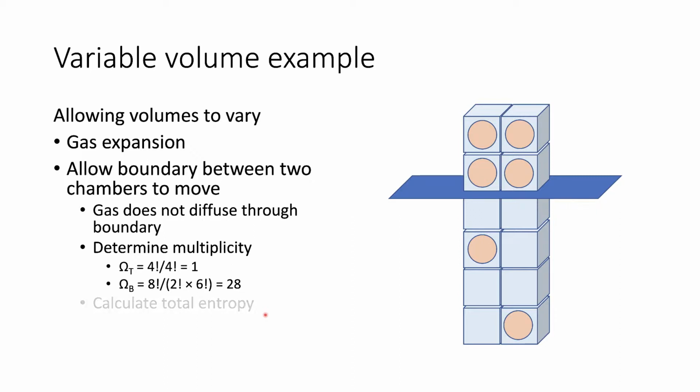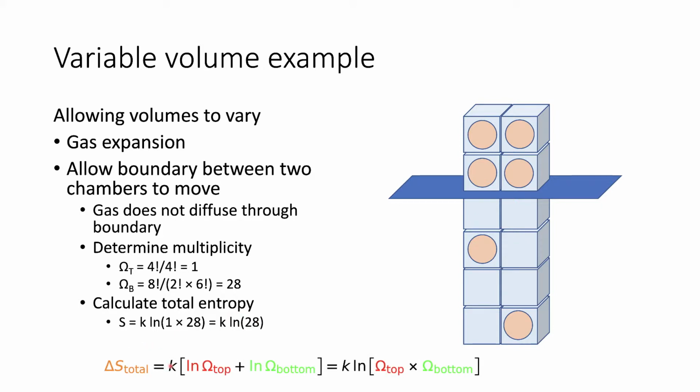Now we want to calculate the total entropy. Remember, the total entropy is a sum, which means when we look at the logarithmic relationship, we simply multiply the numbers together. This gives us a log 28 term, a relatively low number. Now remember, your rules of logs mean that if we want to find the total entropy, we add the entropy of the top and the entropy of the bottom together, which, because of your rules of logs, when we take them together, we're simply multiplying together inside the log.